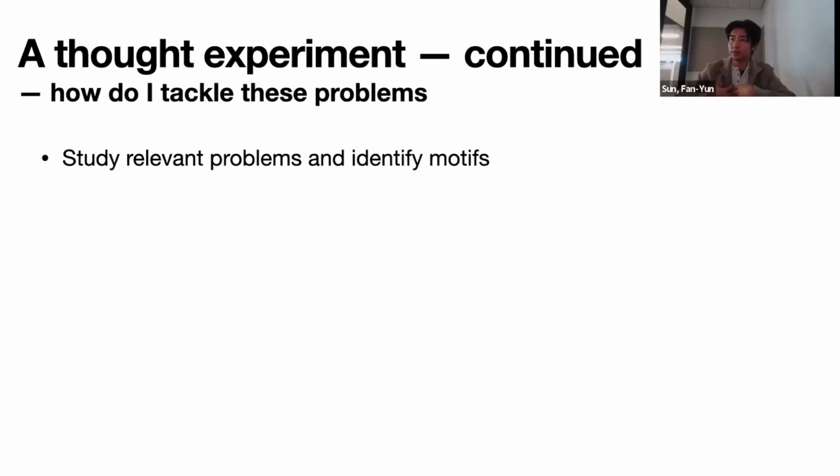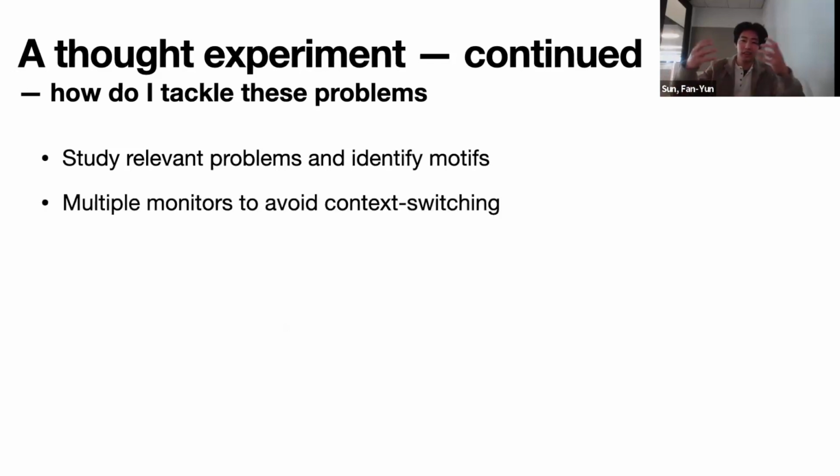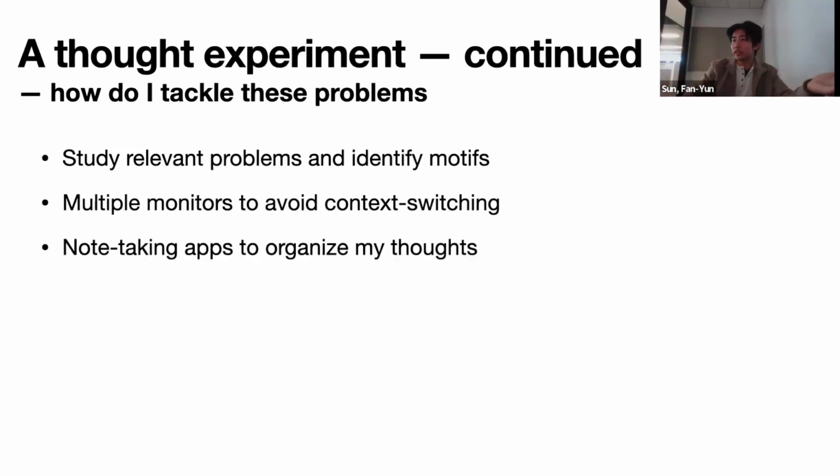So how do I solve these problems? For Go games or for ACM competitions, I study relevant problems and identify motifs. When I'm actually solving a problem, I say, hey, this is a DP problem, and in my mind I'm retrieving relevant motifs or problems to apply. A lot of the time when I feel like I'm running out of RAM, I use multiple monitors to show all the context I want to consider simultaneously, and then I make decisions. I also usually use note-taking apps to organize my thoughts.